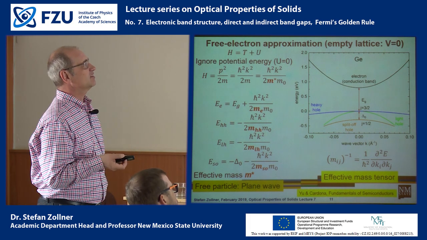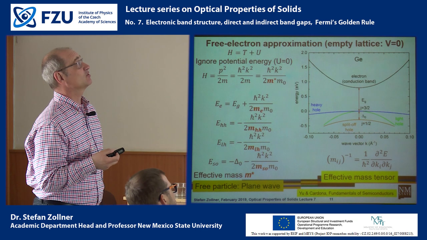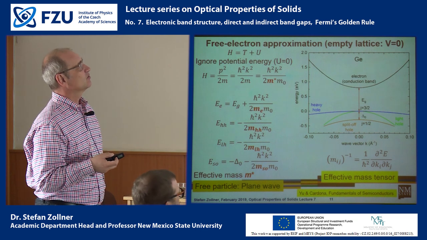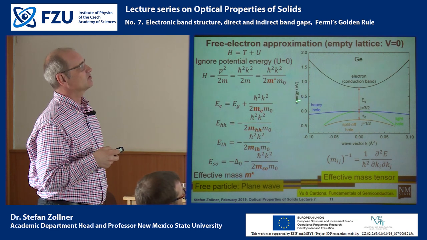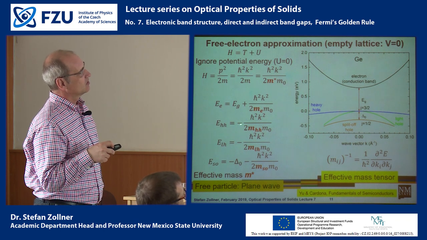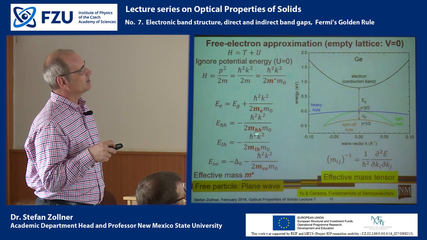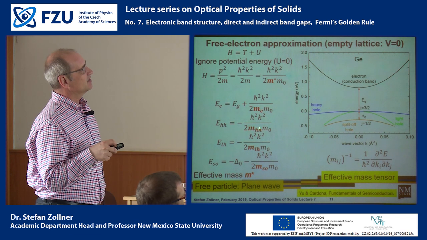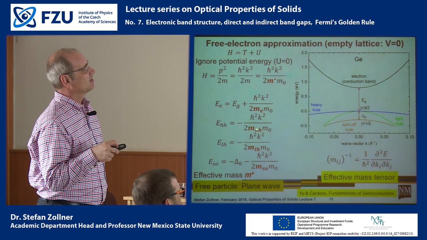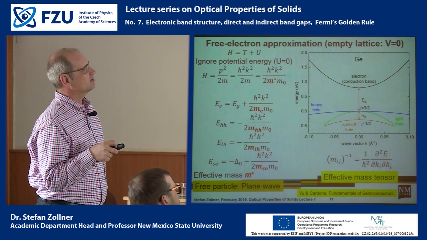So not only is the magnitude of the mass different from the free electron mass, it even has the wrong sign. So we put this minus sign in front of it, and then we write the effective mass as a positive parameter.